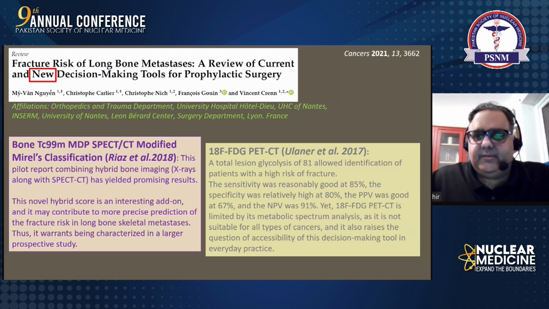Now since then, almost 5 years ago, these papers on SPECT-CT and PET-CT have been quoted in various reviews by the orthopedic teams as the new upcoming tools, but there haven't been many studies around these new ideas and new options. So some more data is required to actually verify the utility of these techniques.